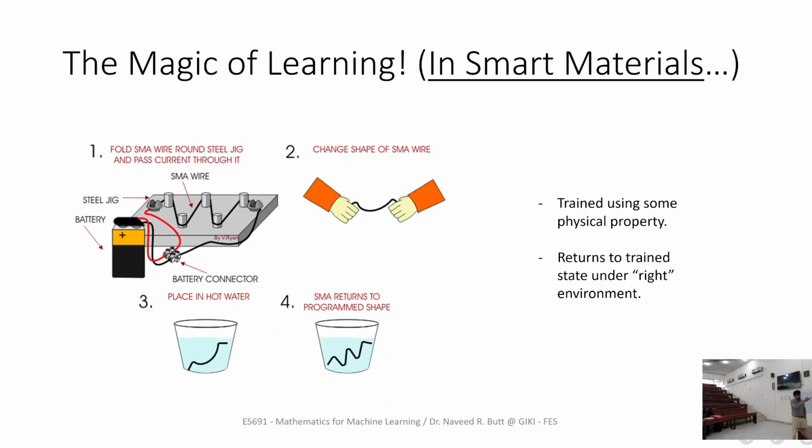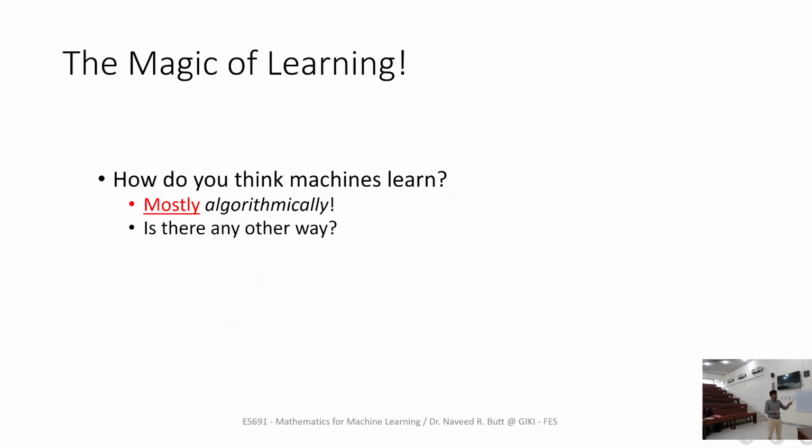If this is a smart memory alloy, this wire is made up of a smart material, and you give it a shape and give it a current, and then just remove it, whenever its physical conditions change to whatever you want it to react to, it will return to this shape. Now this guy learned to come back to this shape whenever it was in liquid or water, but that wasn't algorithmic. इसमें कोई math तो use नहीं हुआ, yeah, algorithmic नहीं है ये. So that's what I meant by mostly algorithmically. Objects can learn in other ways, so don't limit yourself to algorithm.